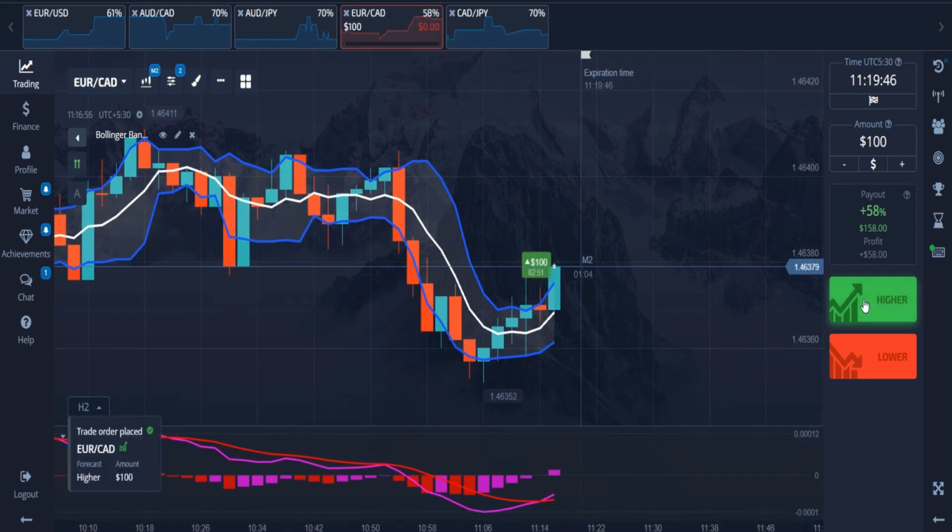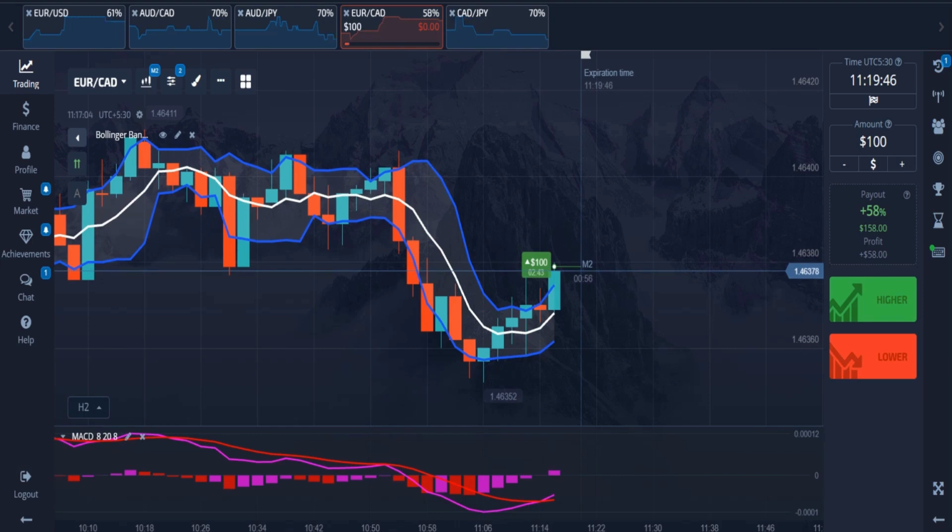I've just entered a buy trade using our strategy. Here's why. The MACD blue line crossed above the red line and moved upwards. The blue MACD graph line was forming above the zero line. All three lines of the Bollinger Bands were sloping upwards.